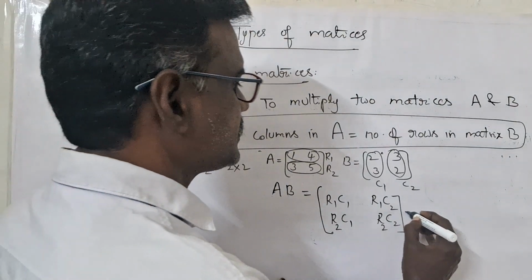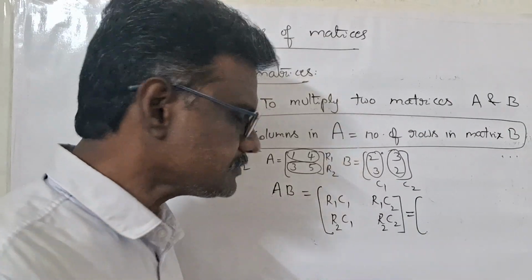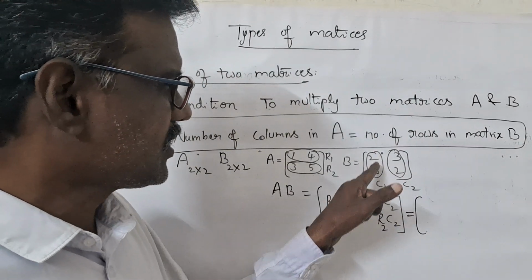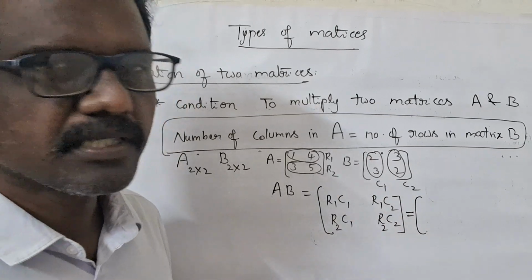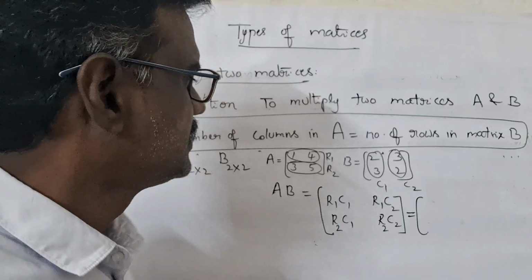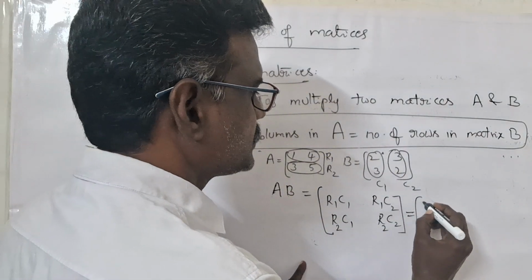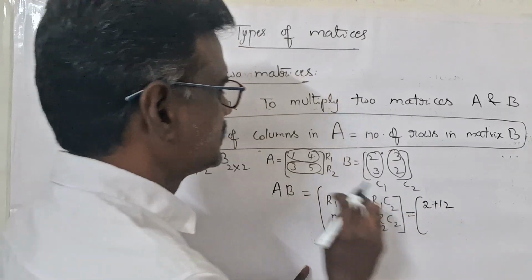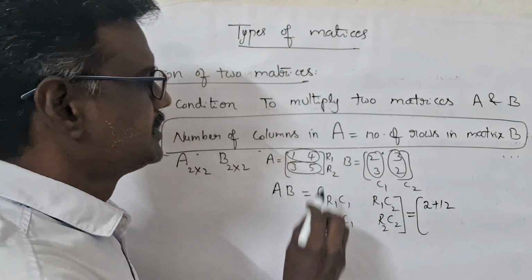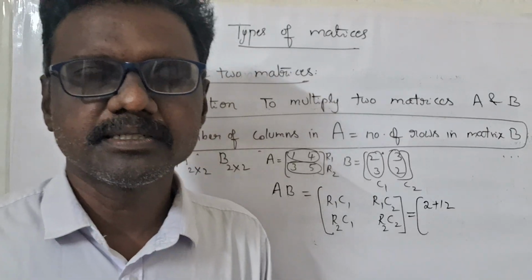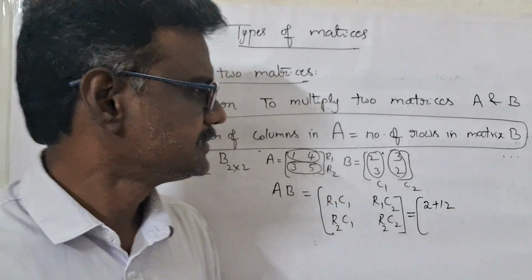How to multiply these elements? Row 1 elements are 1, 4. Column 1 elements are 2, 3. You multiply the elements individually and sum them. 1 into 2 is 2, 4 into 3 is 12. Elements individually you multiply and add them.